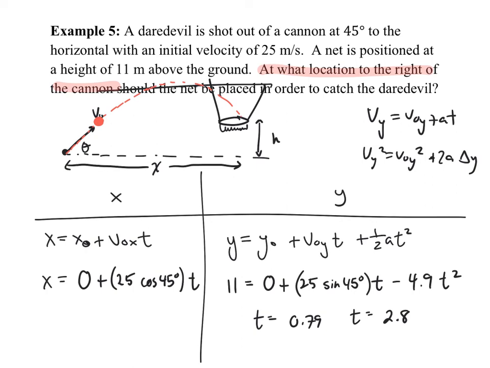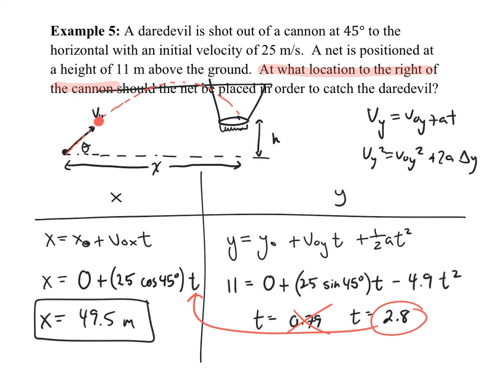Okay. So this net needs to be at the second of the two times, so that it's after it reaches max height, or on the way down. So we reject this solution and we utilize this solution over here. And as a result, we get x equals 25 times cos 45 times 2.8. What do we get? What's that number? 49.5. And that's in meters. Okay, so that will be my solution to this problem.